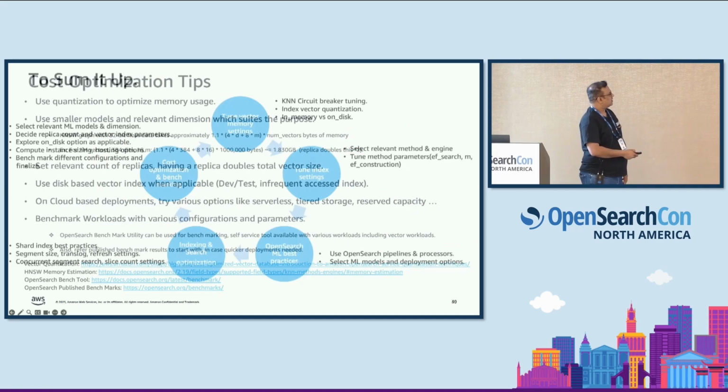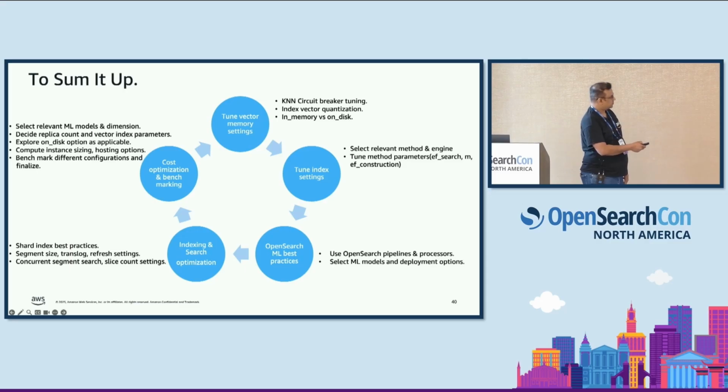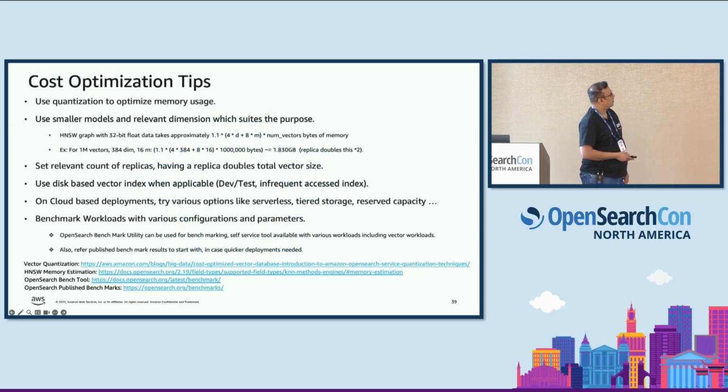And some cost optimization quick tips. So these are some quick tips, which is quickly doable. Use quantization to optimize memory so that less memory can be used, so you can have smaller instances. And use a very relevant size model for embeddings, and select the relevant dimension as well, so that it will reduce the overall memory and the resource usage needed.